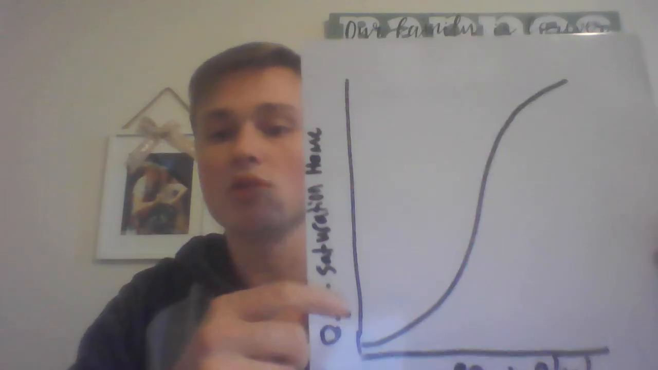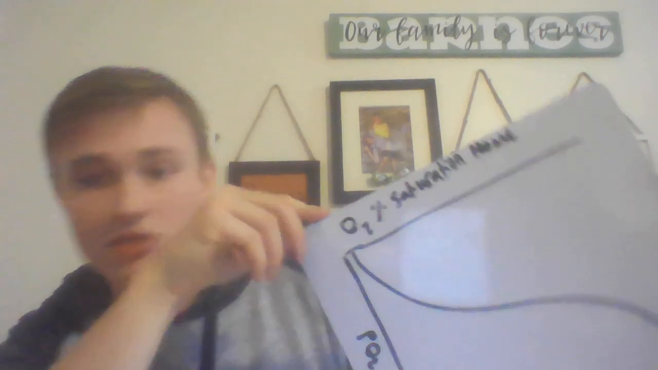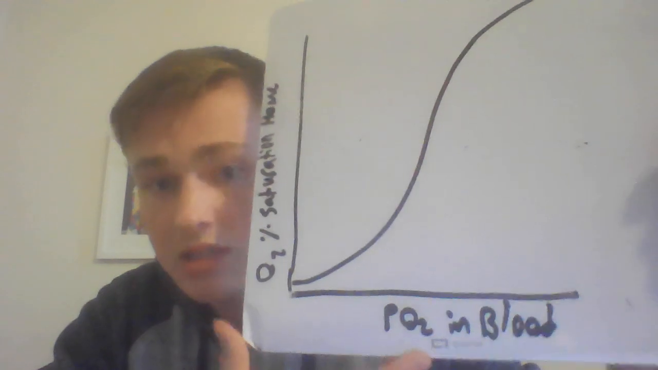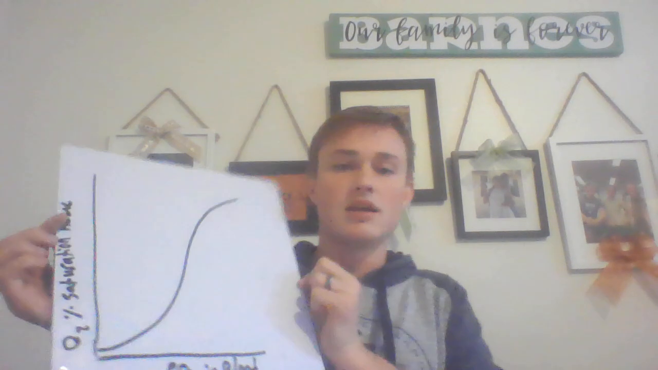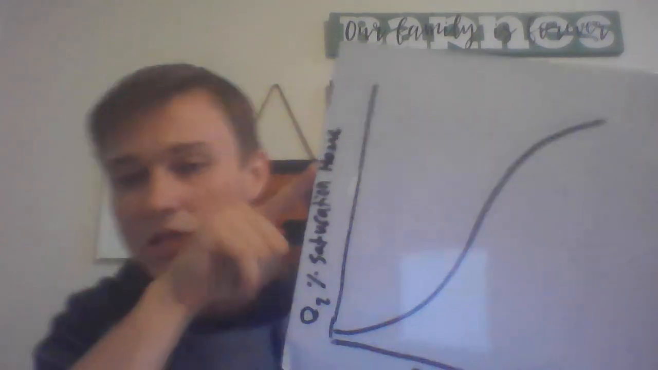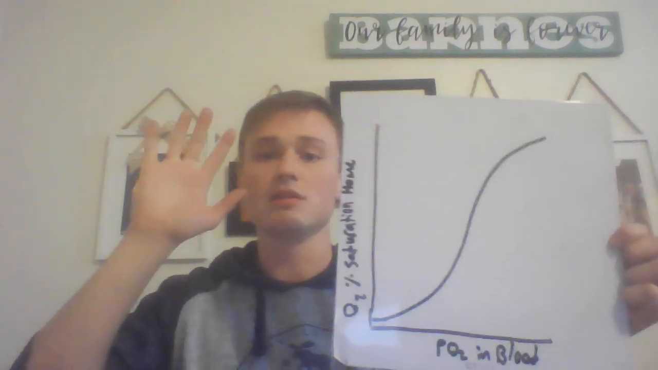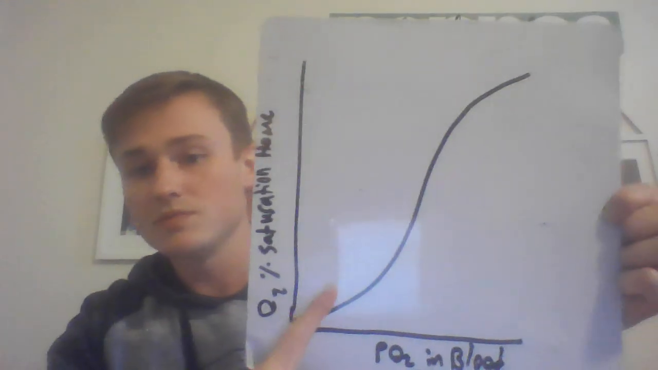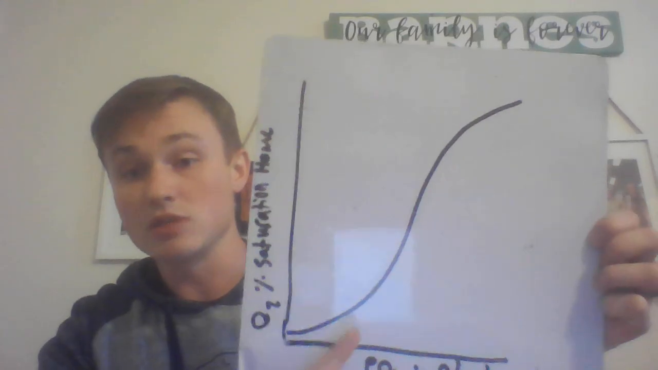So here I drew the graph. On the y-axis we have oxygen percentage of saturation of hemoglobin, so the amount of hemoglobin that is saturated with oxygen. Then on the x-axis we have our pressure of oxygen in the blood, so how much oxygen is in the blood. And we don't really want to worry about units right now, we just want to get the concept down. So this is what a normal dissociation curve looks like on this graph.